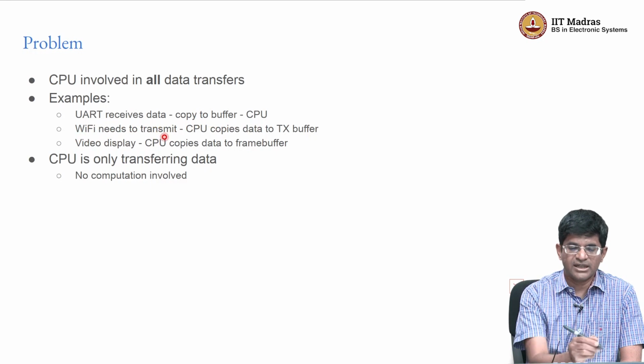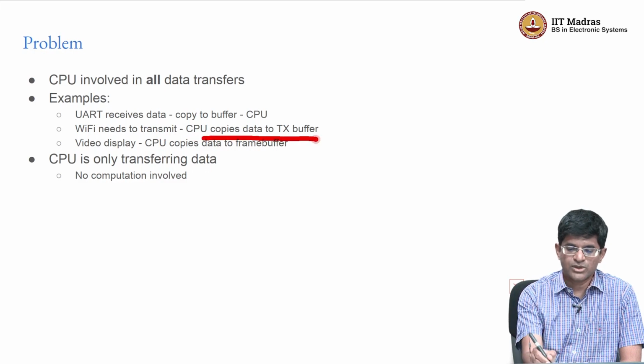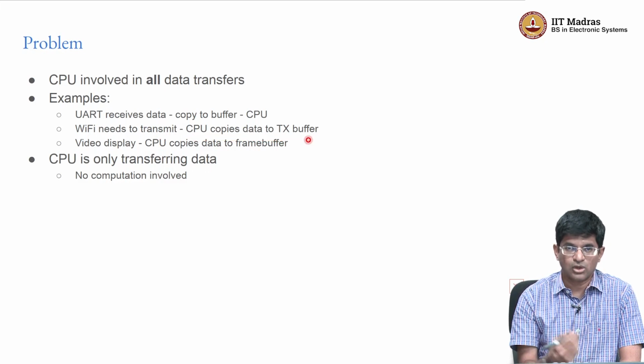When I have Wi-Fi and I need to transmit, let's say, a block of data, or I am downloading a page from the internet, the CPU has to either copy data into the transmit buffer or wait for the data that has come into a receive buffer, receive as and when each and every byte comes in, it has to basically pull it in and put it somewhere into memory, right.